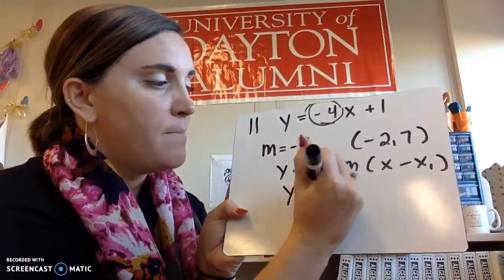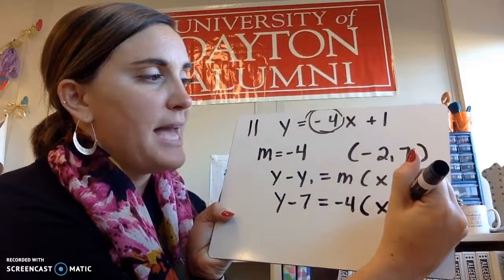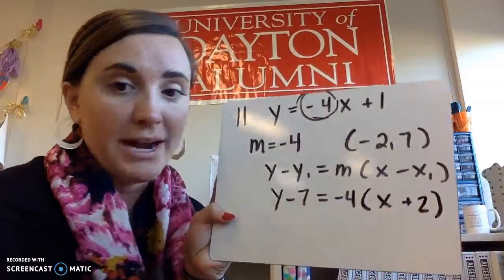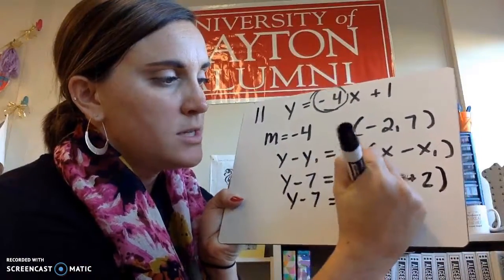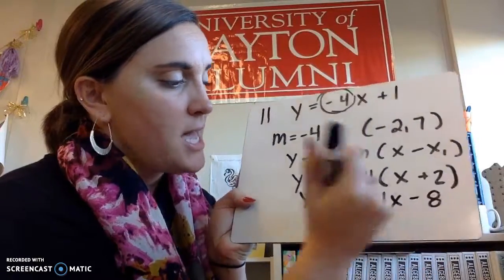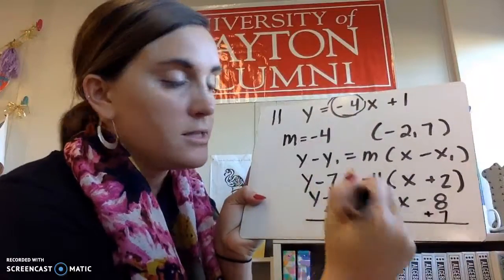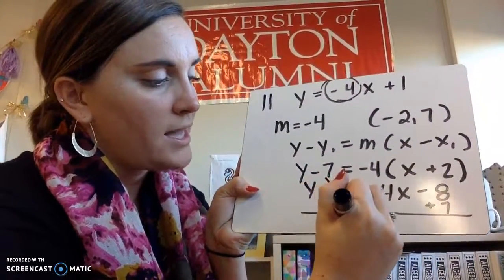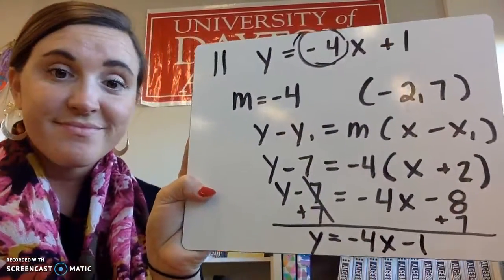So plugging everything in, y minus 7 equals negative 4 times x plus 2, minus a negative is plus 2. y minus 7 equals negative 4x minus 8. Add 7 on each side, cancels out. y equals negative 4x minus 1.